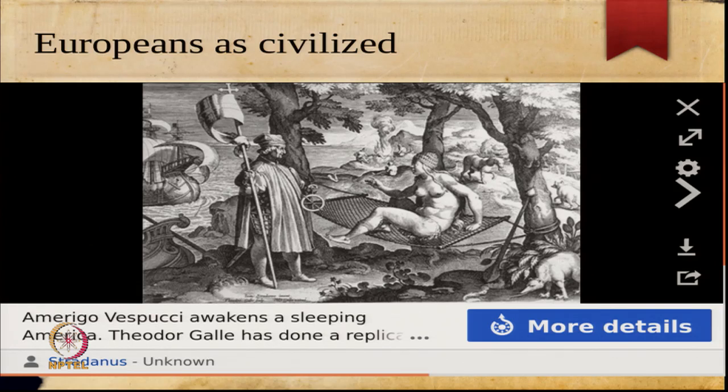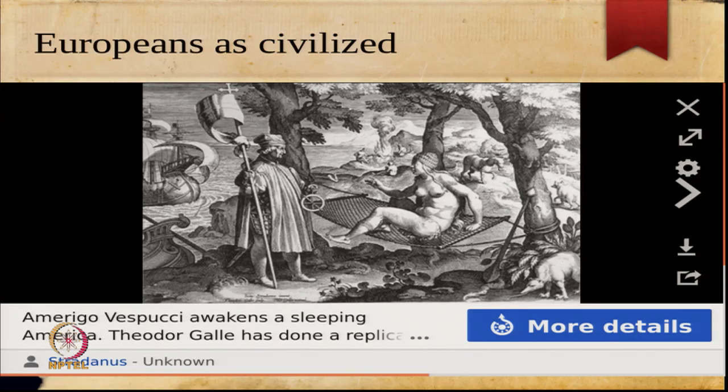What you are seeing is a famous painting of Amerigo Vespucci Awakening the Sleeping America. America is presented as a woman who is naked and lying asleep, and it is Amerigo Vespucci, the traveler who is said to have discovered America, who comes and wakes America up. Now, this is an extremely patriarchal image, of course. It uses the patriarchal trope of male domination over the female body as a trope of the domination of the colonizer over the colonized lands. And America wakes up and takes note of this new lordship.